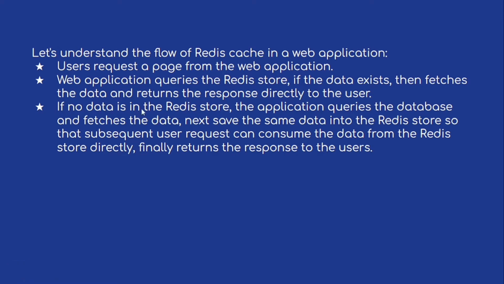If no data is in the Redis store, then the application queries the database, fetches the data, and next saves the same data into the Redis store so that subsequent user requests can consume the data from the Redis store directly, and finally returns the response to the user.